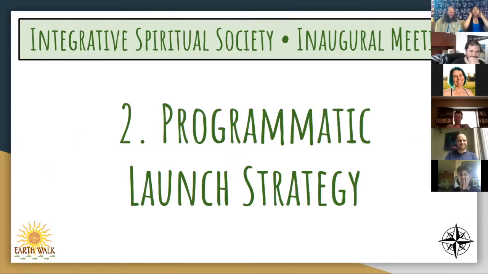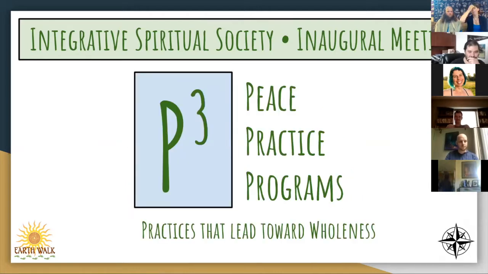Two, the first few phases of our program launch strategy and basically actually doing things in the world. So I'm going to lay those out for approval and for all of y'all to hear about. Phase one is going to be peace practice programs in a more, what was the word I was using? Intermittent. Thank you. Intermittent fashion. So basically these are teaching and holding space to practice these practices that lead towards wholeness.